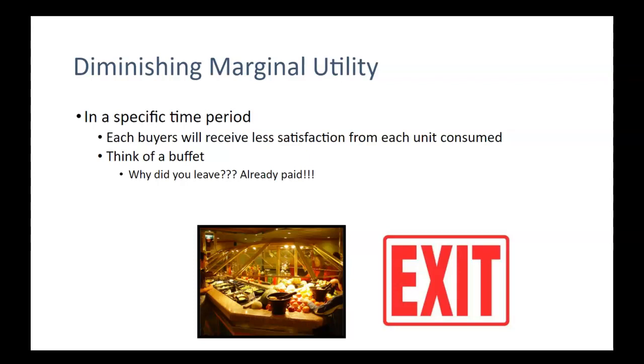The marginal, which in economics is the next, utility, the usefulness, diminishes, decreases. So over a period of time, the same good or service diminishes the usefulness as you continue to consume one more good. And so to shorten all of that long-winded statement, we call it diminishing marginal utility.